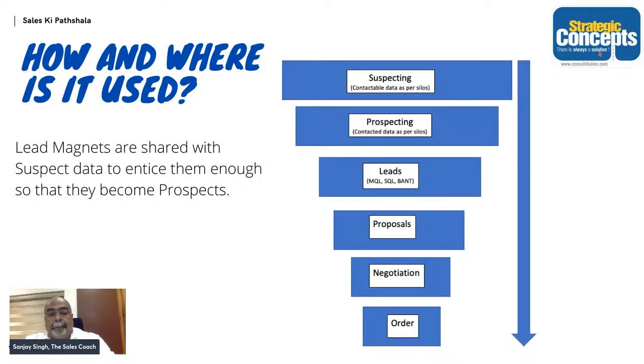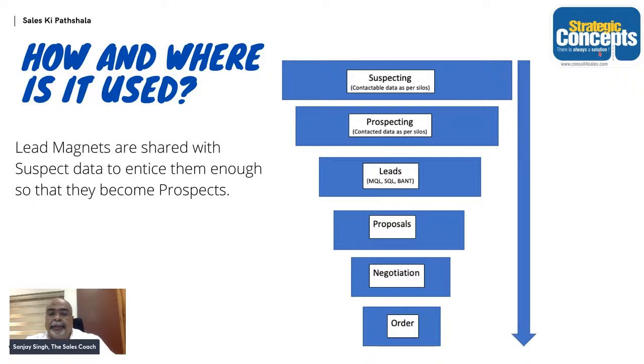Okay. Now, the question is where exactly in your sales funnel can you use the lead magnet? Because if you look at the funnel, it starts with suspecting, prospecting, leads, proposal, negotiation, and order. That's how the sales funnel is there, right? Where do you use lead magnet? I'm sure you don't use the lead magnet to convert a lead into proposal or a proposal into negotiation.